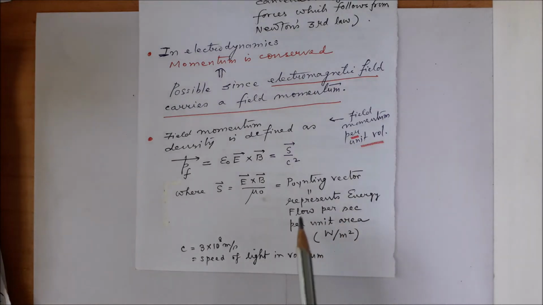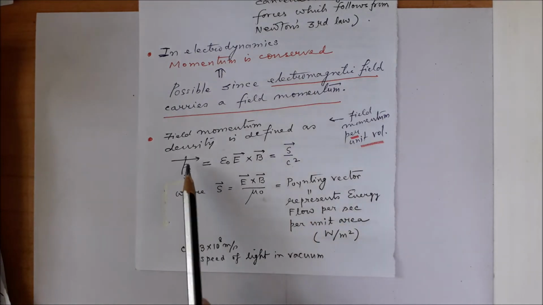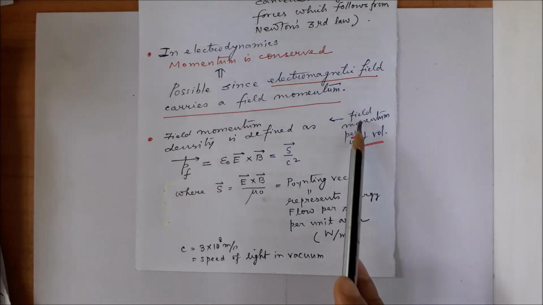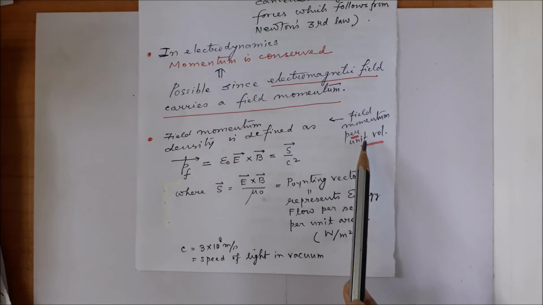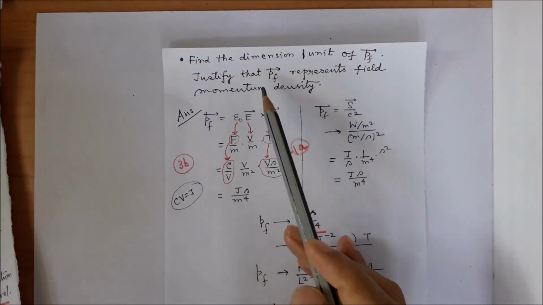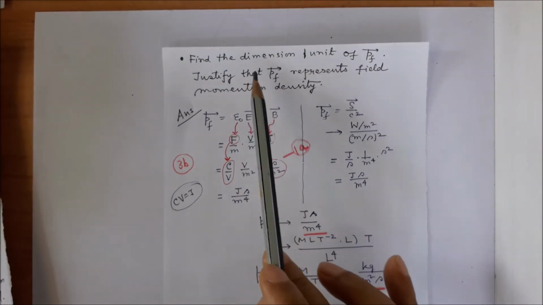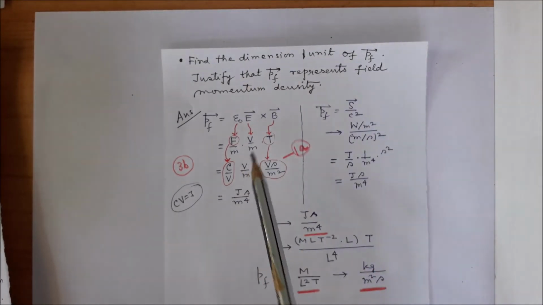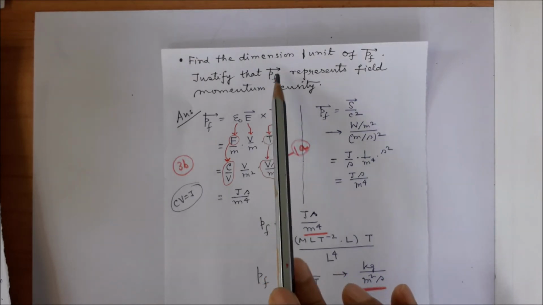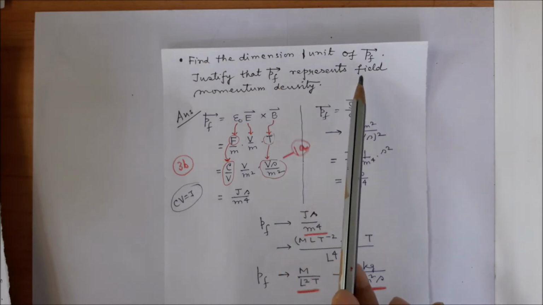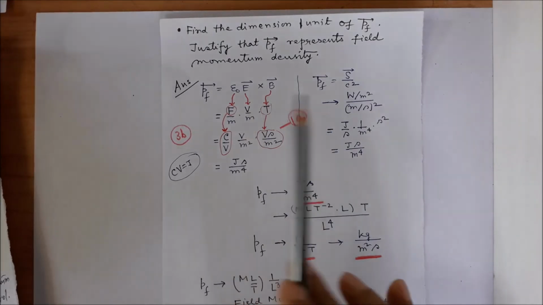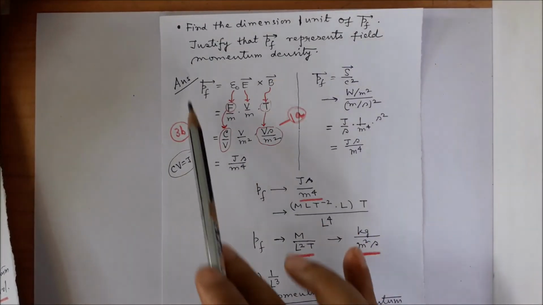Let us first make ourselves sure that this Pf indeed represents field momentum per unit volume through a bit of dimensional analysis. This is the problem that we address now. We will find dimension and unit of Pf, and through that we will justify that this vector Pf indeed represents momentum per unit volume. We can do it starting from either of the two definitions. Let us start with this one first.